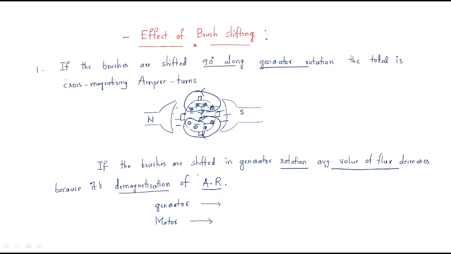We already discussed these points. What happens? In normal rotation, this becomes complete cross magnetization. But here the brushes are shifted along the generator rotation, so for the generator, demagnetization is possible. That is, EG decreases, and then automatically the voltage also decreases. In the motor, the torque decreases and the speed increases. This is the effect of the generator rotation.